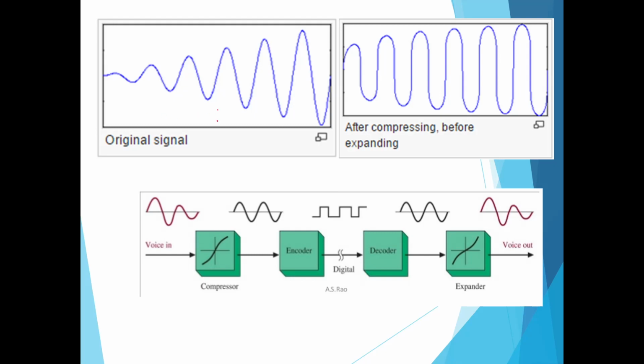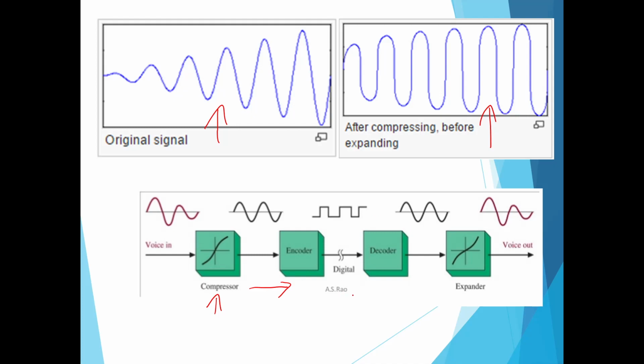So this is the original signal, and you see the compress. Assume that you press the signal, so we are distorting the signal. We modify the signal amplitudes before we put it in the quantizer. Okay, so here we have the compressor, and then we put it in the encoder.